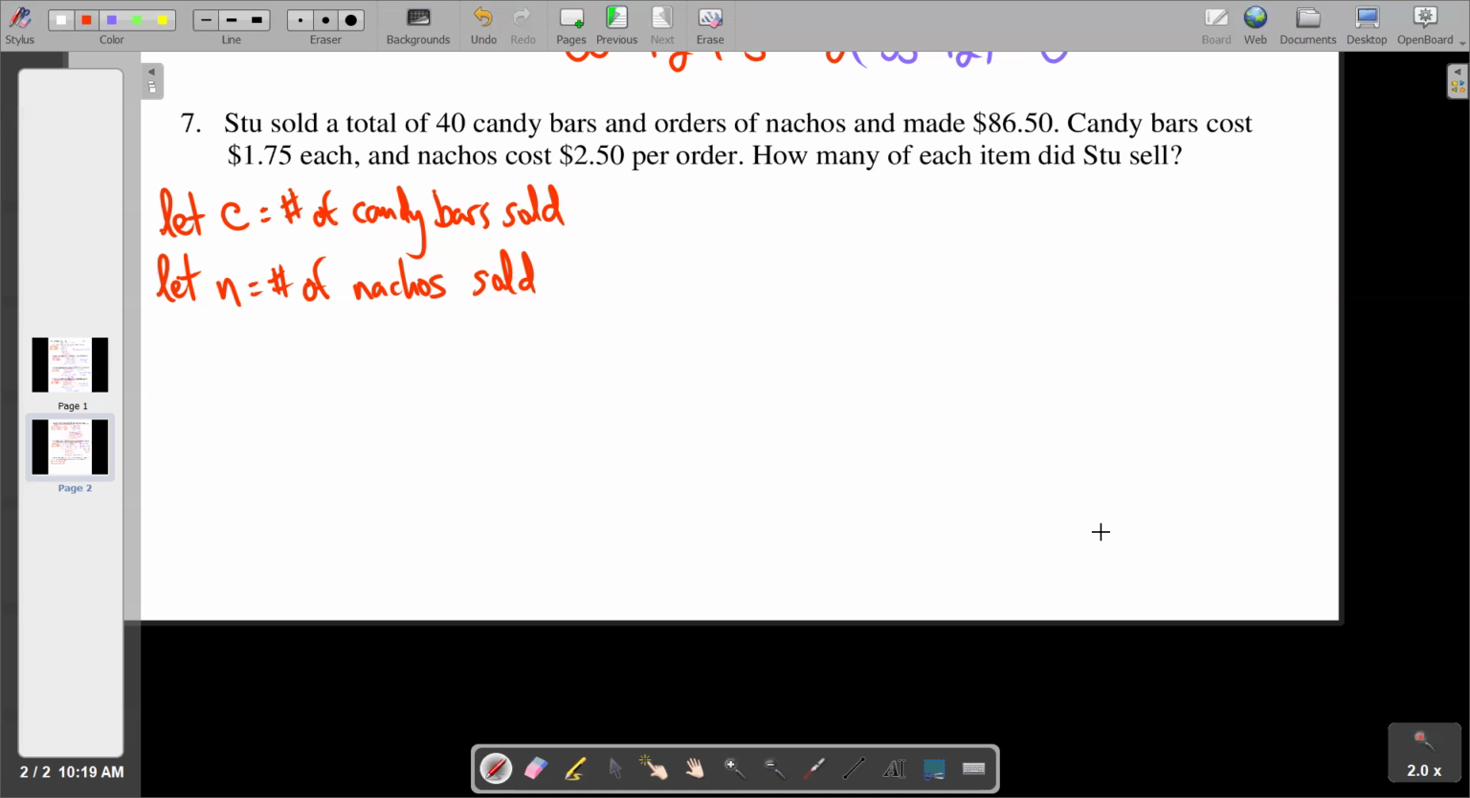Anyone want to take a shot at an equation? Jeff? 1.75C plus 2.5N equals 86.5. I agree with this one. I like this equation. So if I sell $1.75 times the number of candy bars plus $2.50 times the number of nachos, I know that however much money I made on candy and nachos, if I add them together, makes 86.50. Nice job on that one.